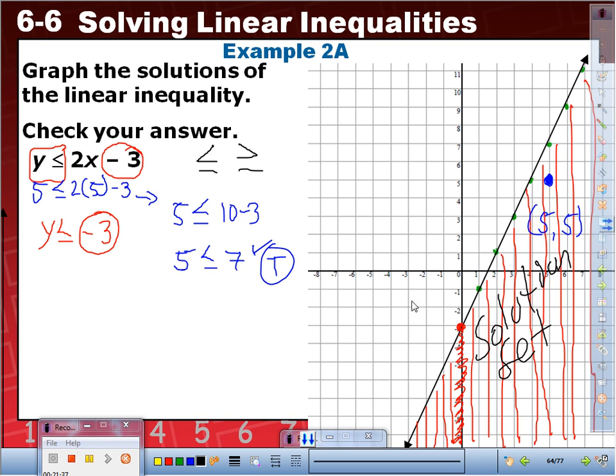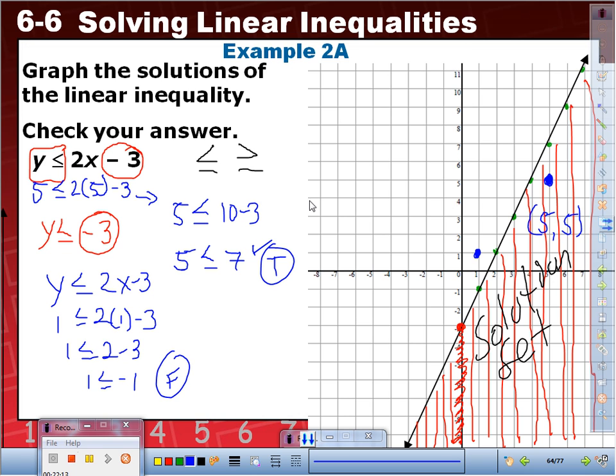What do you think will happen if I was to substitute this point right here? I'm going to substitute that in here. Y less than or equal to 2x minus 3. That point is 1, 1. 1 less than or equal to 2 times 1 minus 3. 1 less than or equal to 2 minus 3. 1 is less than or equal to negative 1. Is 1 less than or equal to negative 1? No, false. That's why these are no solutions. Have you got it? Okay, let's do another one.